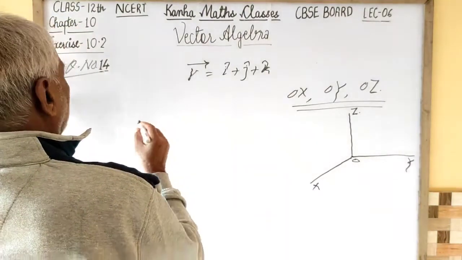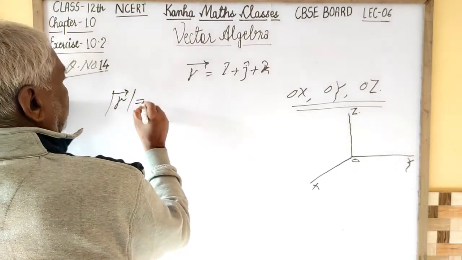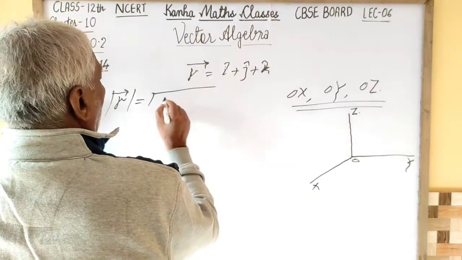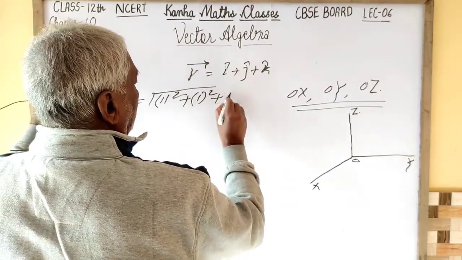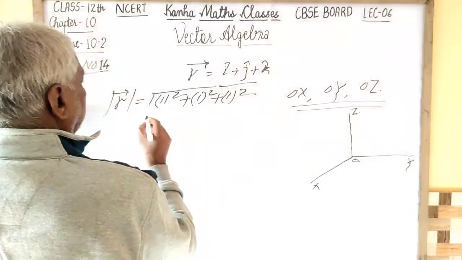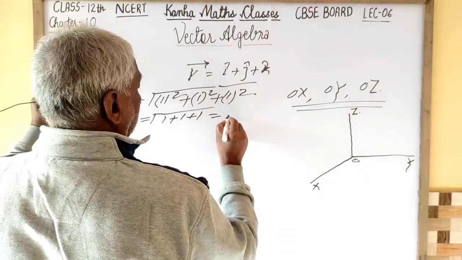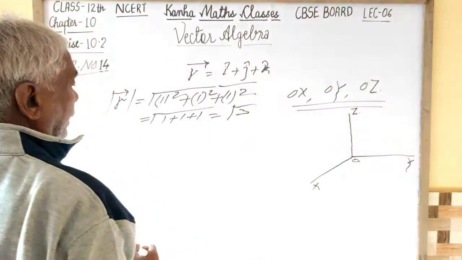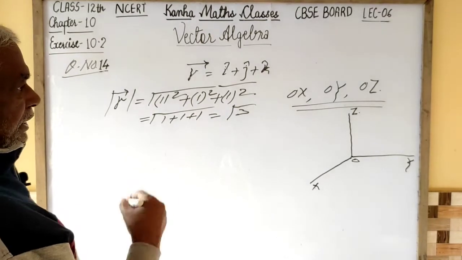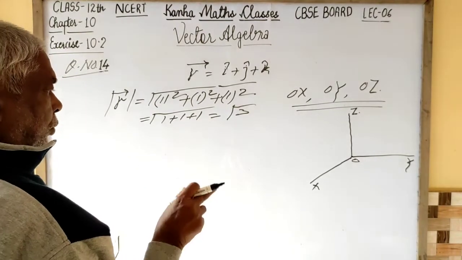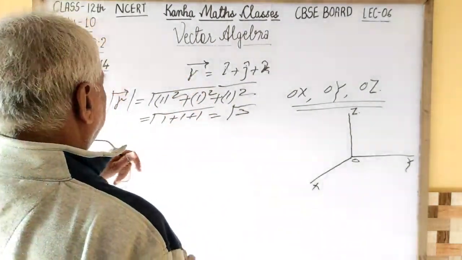Now the magnitude of the vector, that is mod of vector r, is equal to under root 1 square plus 1 square plus 1 square, that is 1 plus 1 plus 1, equal to under root 3. Now, in order to crack our target, first of all we will find the direction cosine of this vector.